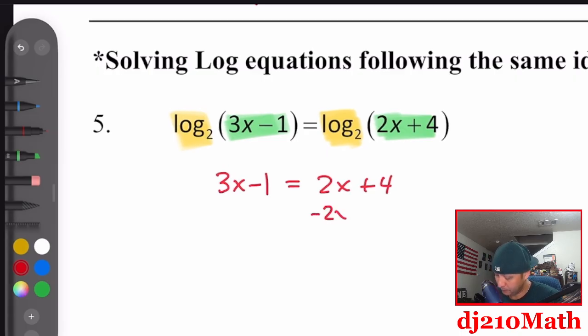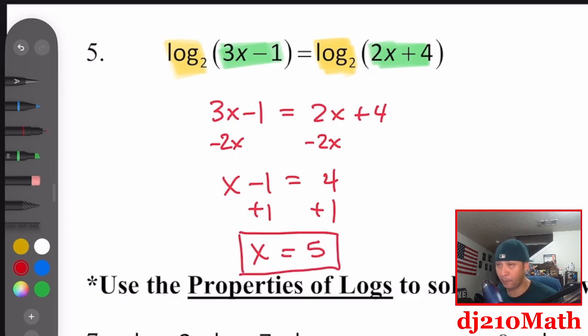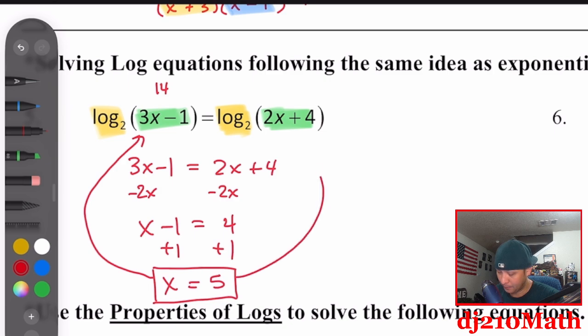So this is going to be minus 2x, minus 2x. 3x minus 2x is x, minus 1, plus 1, plus 1. So x is equal to 5. The important thing here is that our answer, when we plug it back in, the inside can't be negative. So when you plug this back in, 3 times 5 is 15. 15 minus 1 is 14. Plug it in here. 2 times 5 is 10, plus 4 is 14. Okay, it is a solution.